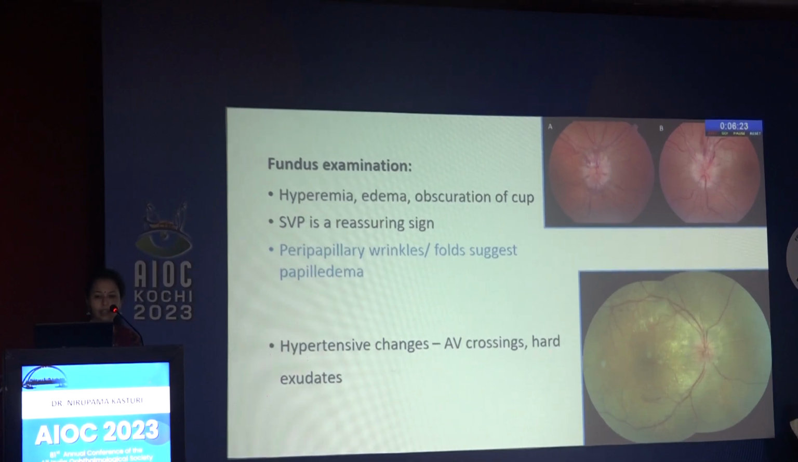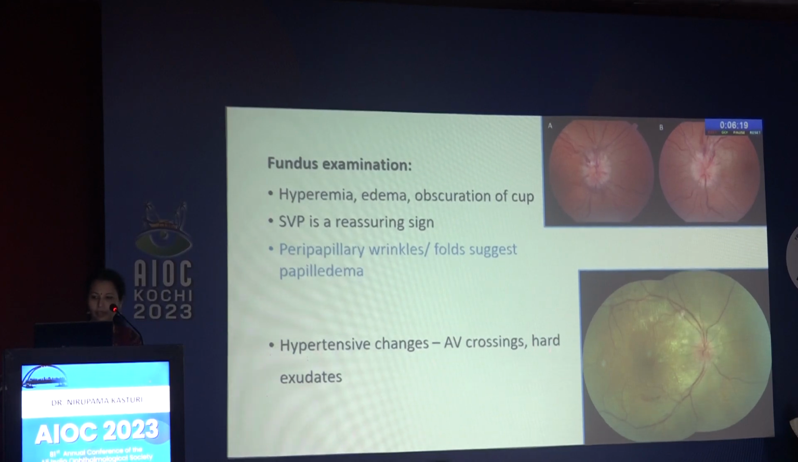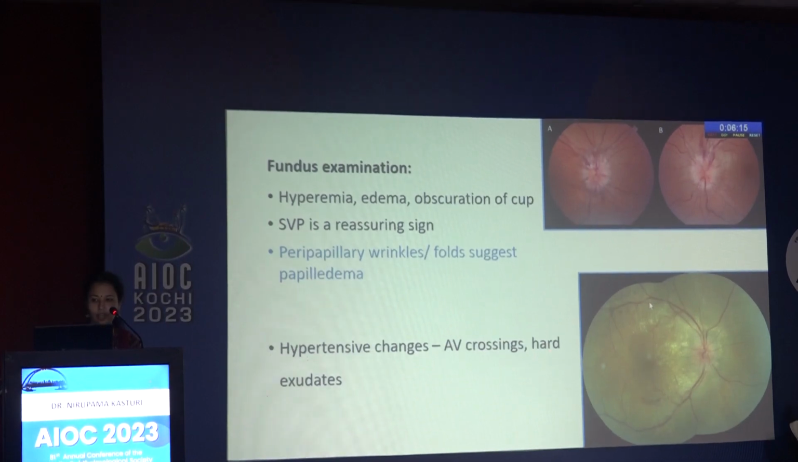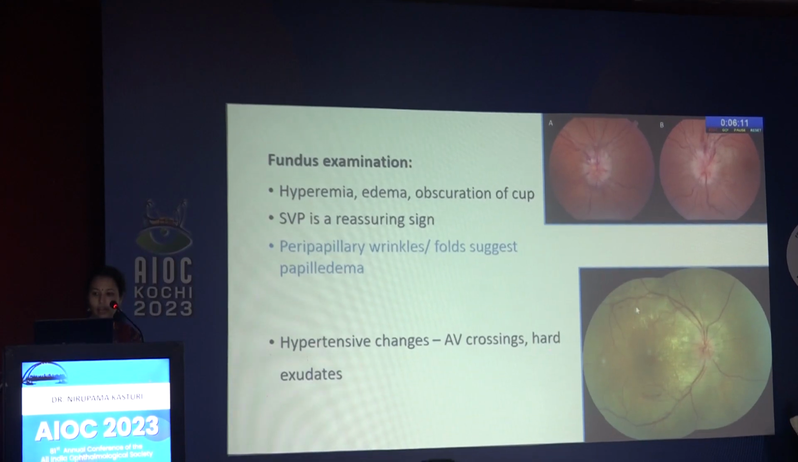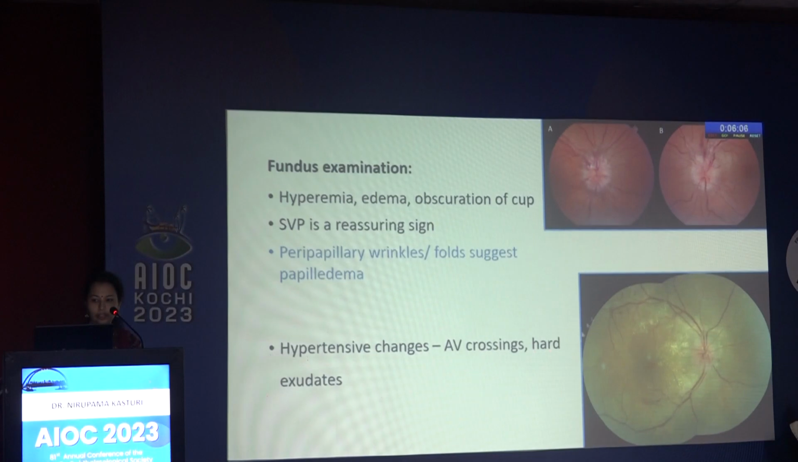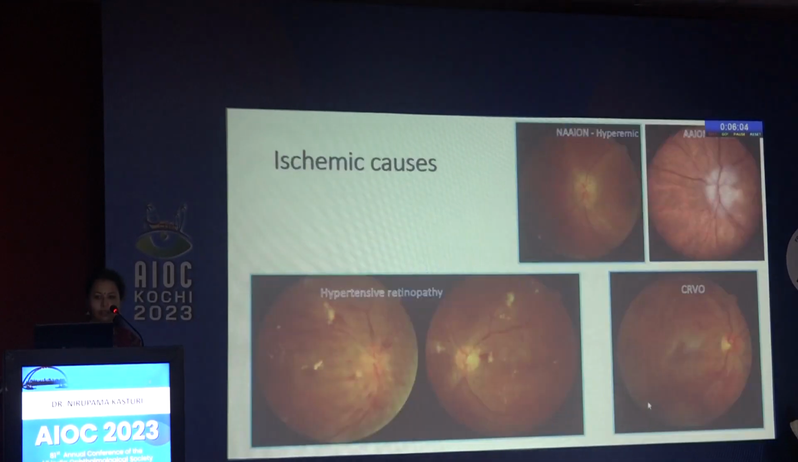Then if it is grade 4 hypertensive retinopathy causing disc edema, definitely you will see the AV crossing changes, arteriolar attenuation, and the venous compression at the crossings, along with some retinal hemorrhages and hard exudates. So all this gives the picture of the hypertensive retinopathy. Then we also can pick up other causes when it's hyperemic disc edema.